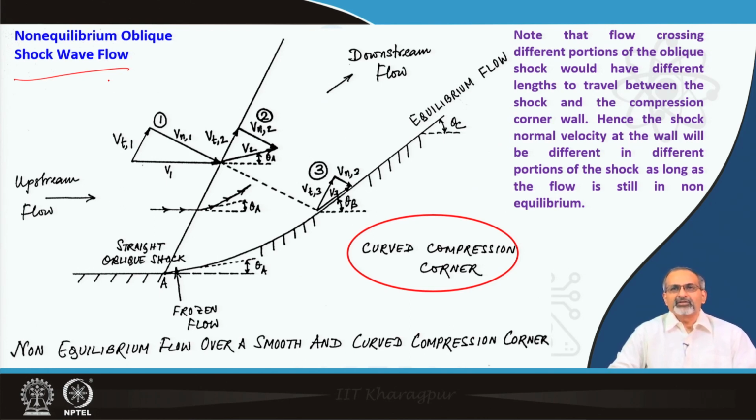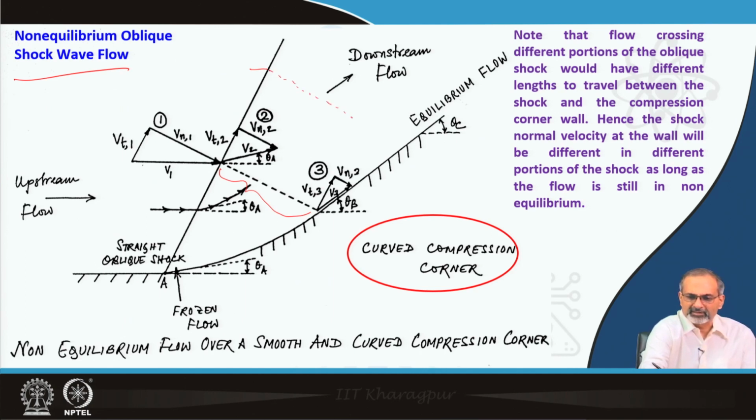Note that the flow is crossing different portions of the oblique shock, and they would have different lengths to travel between the shock and the compression corner wall. So, the length that we are talking about is this. If you were to cross the shock at a location like this, then you would have a much larger distance to cross till you reach the wall, while if you cross it here, it will be a much shorter distance. And therefore, depending on this distance, things may be different.